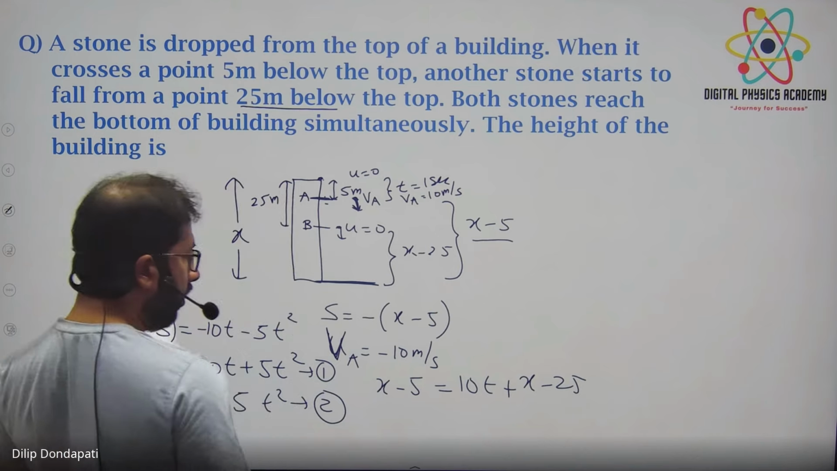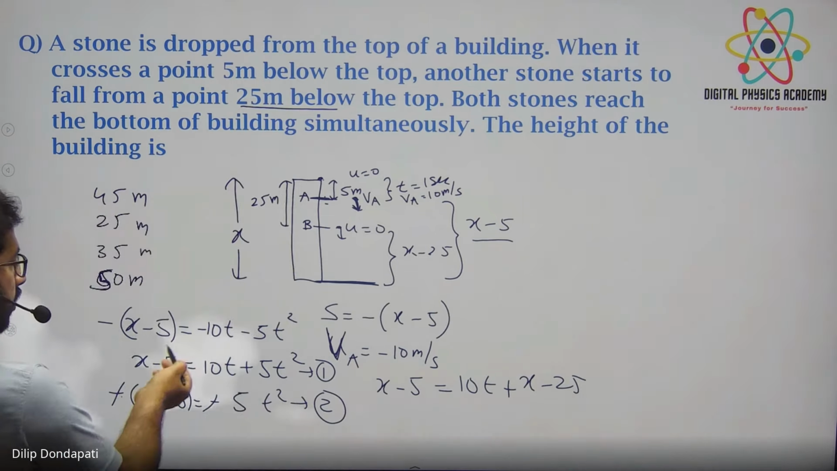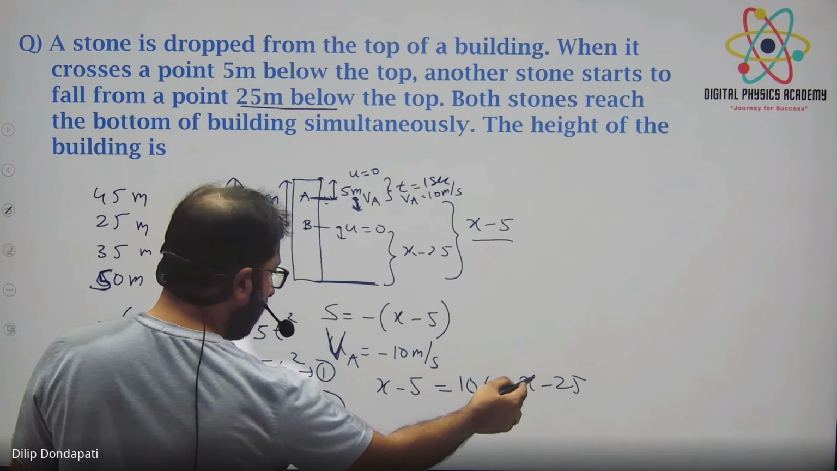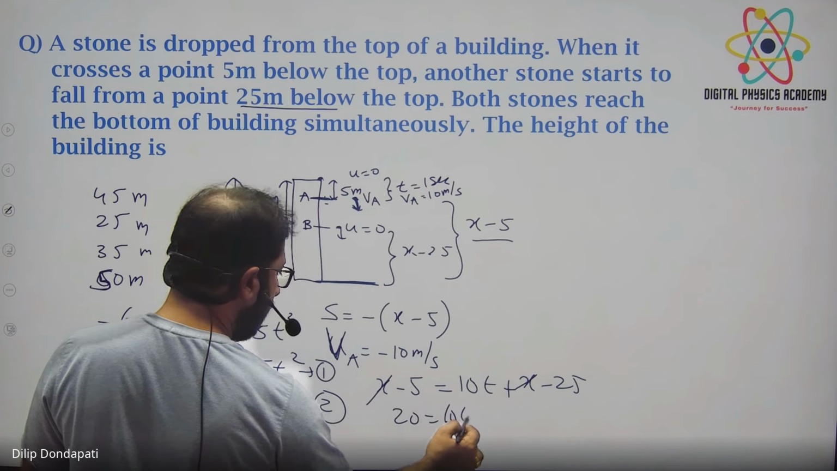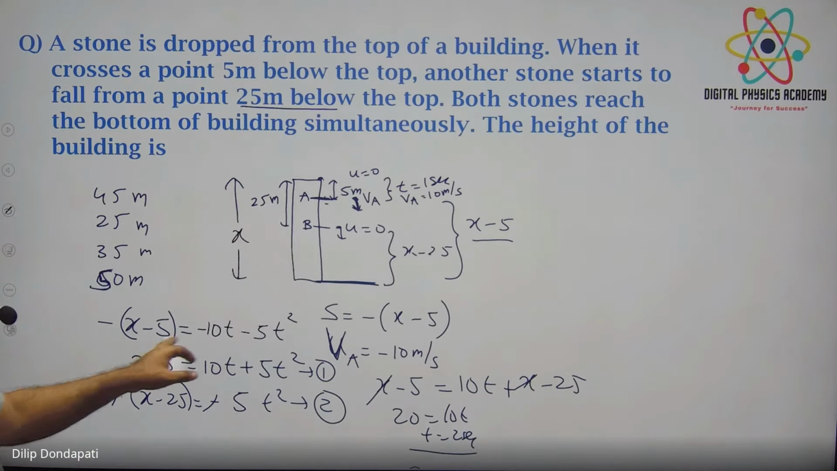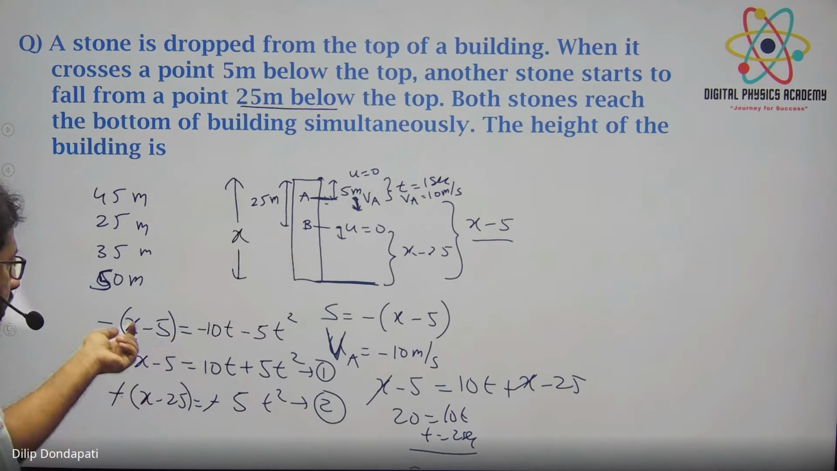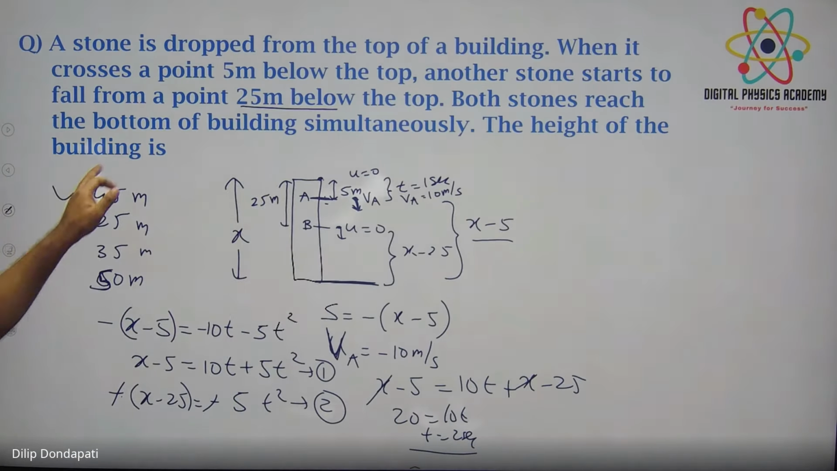t आएगा, u substitute any one equation में, इसमें substitute करो, will get the value of t as 2. सो कितना होगा? x x cancel, so 20 is equal to 10t, t equal 2 seconds आ गया, right? Now substitute in this equation to find the value of x. 45. So answer is 45 meters, which is right.